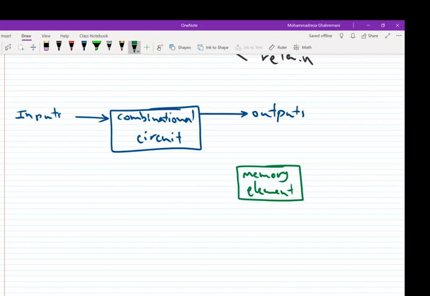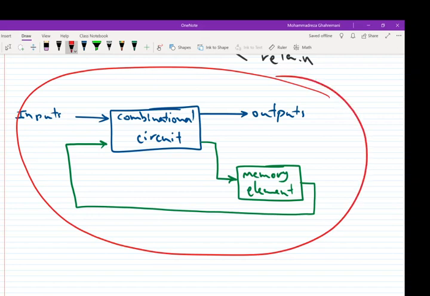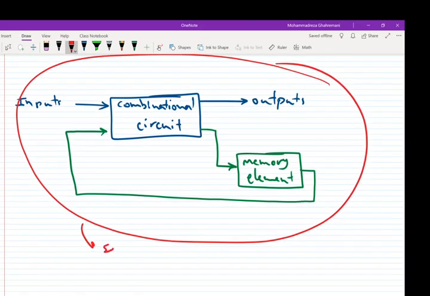So memory element is connected to this combinational circuit. So the output of the combinational circuit, not all of them, some of the outputs are connected to the input of the memory element, and the output of the memory element is added to the inputs of the combinational circuit and build a sequential circuit. So entire this circuit is a sequential circuit.